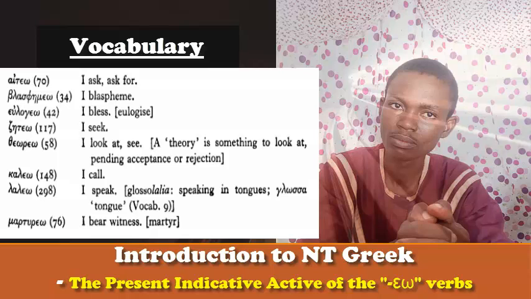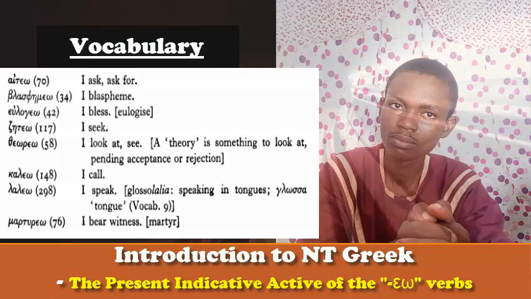The next. Zeteo. That is, I seek. So the contracted form of zeteo is zeto. The next. Theoreo. The contracted form of theoreo is theoro. That word means I look at or I see. The next. Kaleo in the contracted form would be kalo. Kalo means I call.